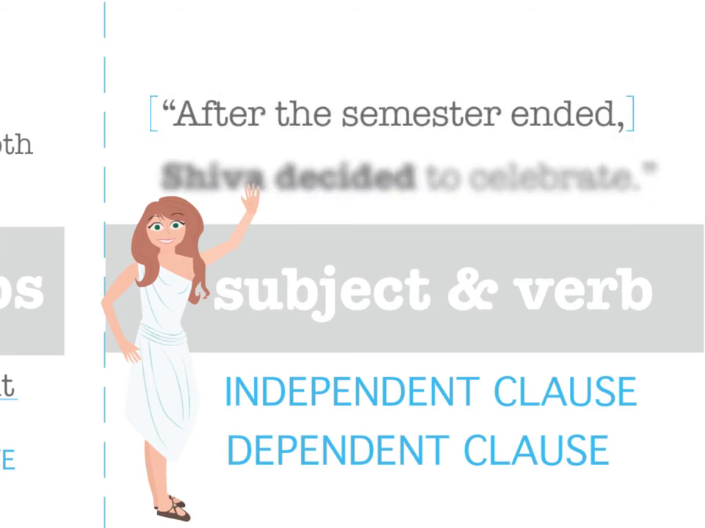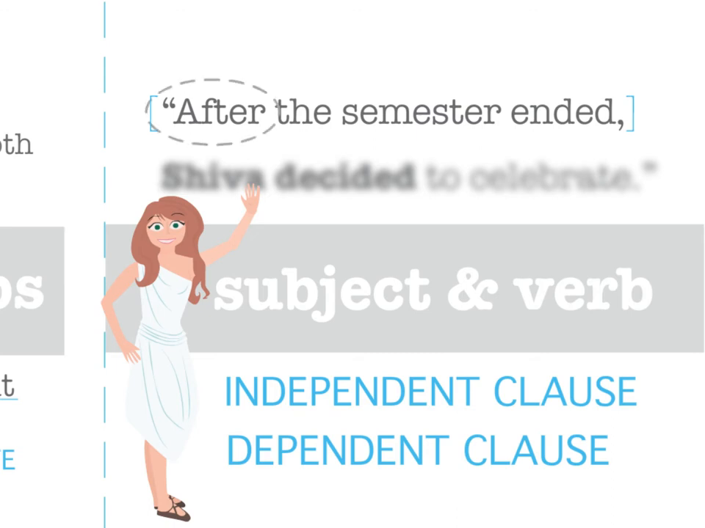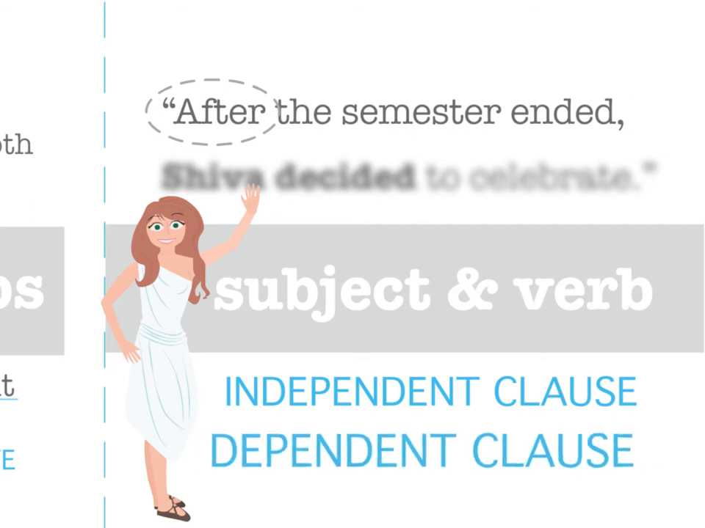Now let's look at the other clause. After the semester ended. The verb is ended, and the subject is semester, but the sentence can't stand alone. If we were to just say, after the semester ended, clearly there would be an expectation that we would be told what happens after. Because we have a subject and a verb, but not a complete thought, we have a dependent clause.